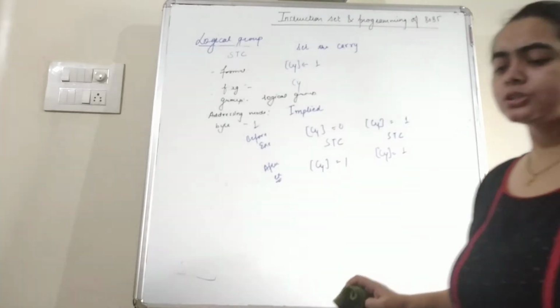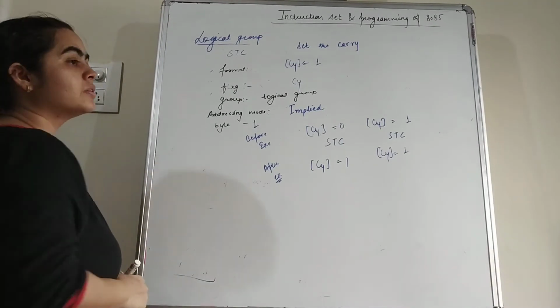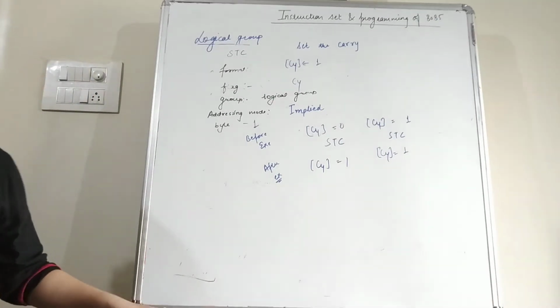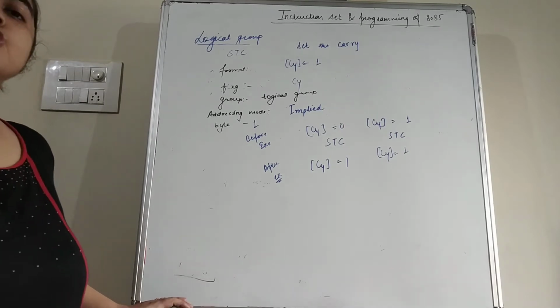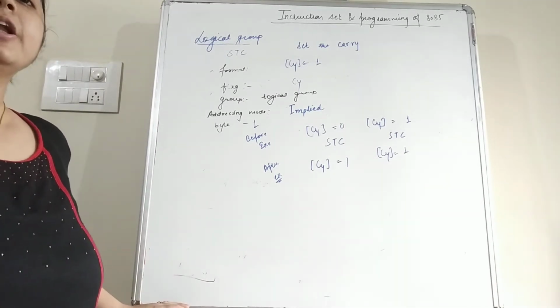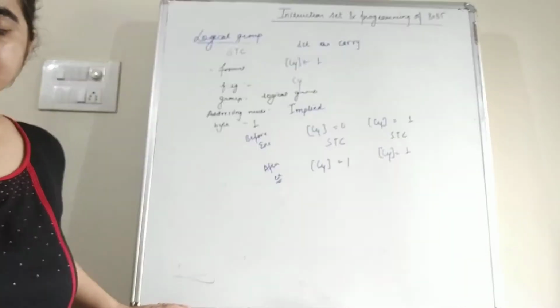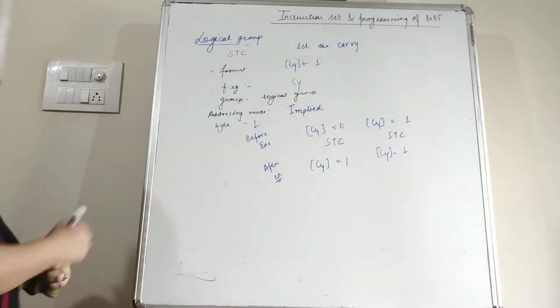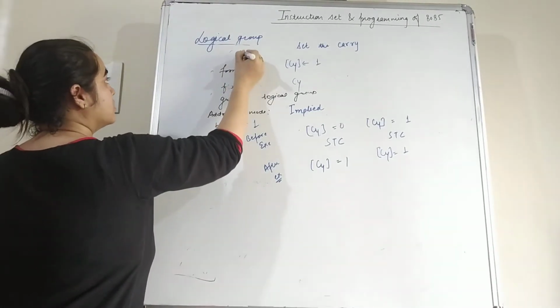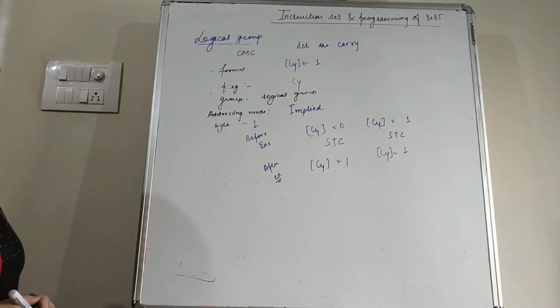Now after this, students, the last instruction we have is complement the carry. Complement the carry means if the value of the carry flag is 0, then it will make it 1, and if it is 1, then it will make it 0. This is CMC. CMC means complement the carry.